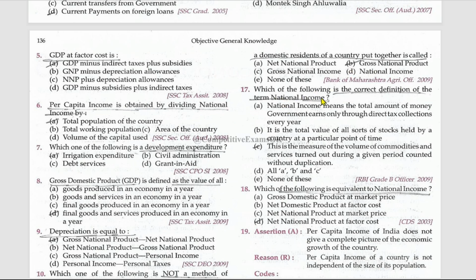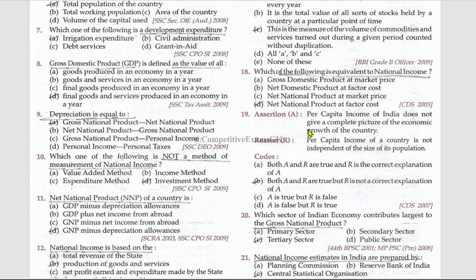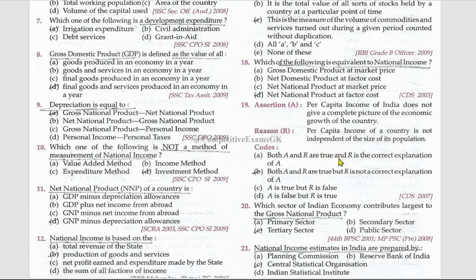Which of the following is the correct definition of the term national income? This is the measure of the volume of commodities and services turned out during a given period, counted without duplication. Which of the following is equivalent to national income? Net national product at factor cost. Assertion and reason: per capita income of India does not give a complete picture of the economic growth of the country. True. Per capita income of a country is not independent of the size of its population. This is also true, but this is not the correct reason for the assertion.